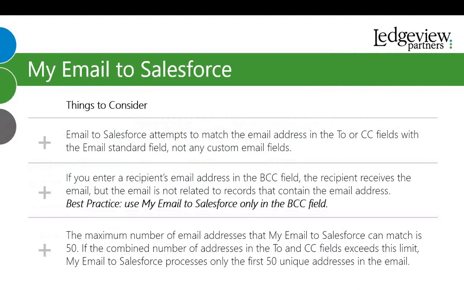Also, lastly on here, the maximum number. If you're sending out a large email, the cap is at 50 unique email addresses. So if between the To and the CC fields you've got more than 50, Salesforce is going to only process the first 50 that it sees on that email.